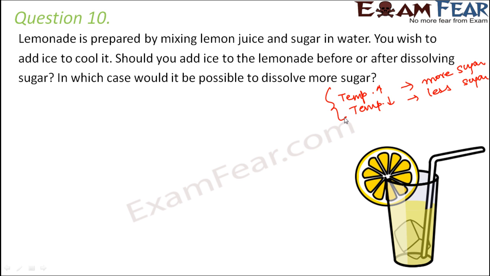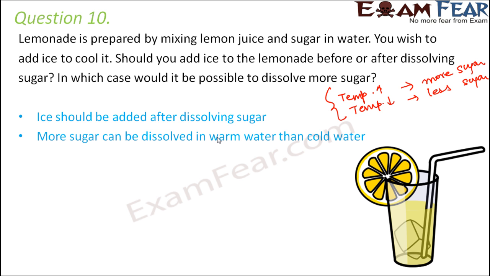In this case, what will happen if we add ice to the lemonade? The temperature would decrease. If we add ice before, the temperature of the solution would decrease, therefore less sugar will be dissolved. But we want more sugar to get dissolved, so we should not add ice before. We have to add ice later. So ice should be added after dissolving sugar. Once the sugar is already dissolved, then we can add ice. More sugar can be dissolved in warm water than in cold water because at higher temperature, more sugar can be dissolved. That's the simple logic we have learned from saturated solution.